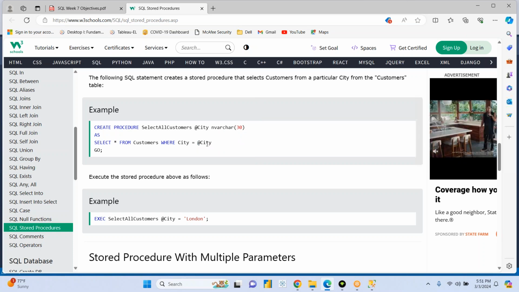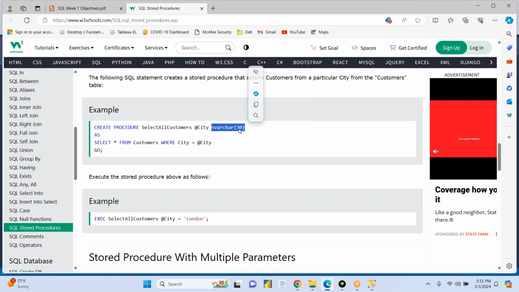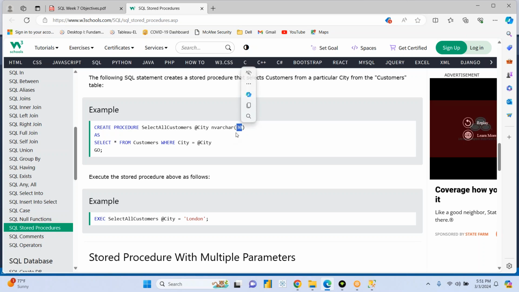See that? And always a stored procedure parameter is defined together with the data type. This is going to be a string, nvarchar 30. Right, any city you want to enter into this must not be more than 30 characters long. That's the meaning of this. It's a constraint on the number of characters for the city value.